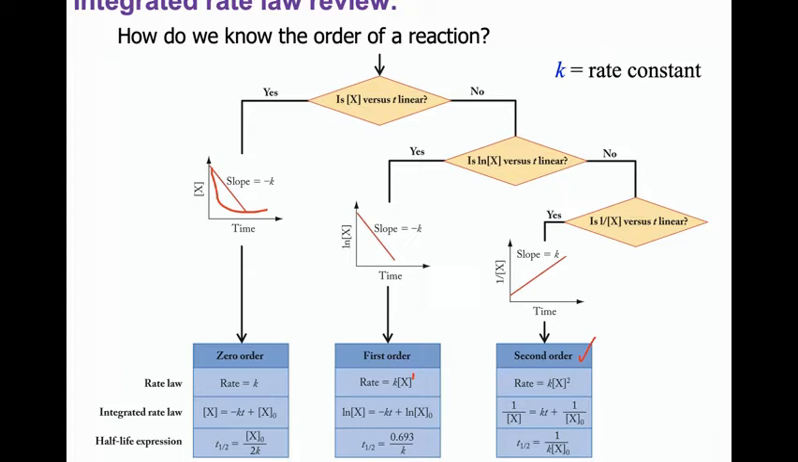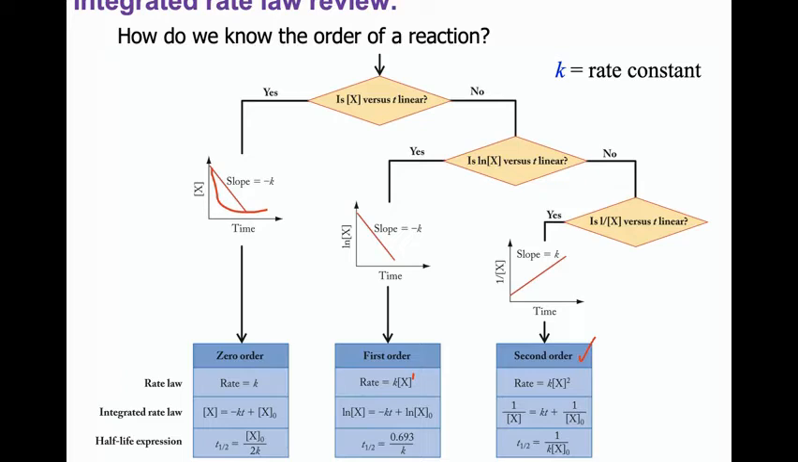So again, thinking through how do we know the order of a reaction, we can think about how changing the concentration influences the rate. If it doubles, it's a first order reaction. If it quadruples the rate when we double the concentration, it's a second order reaction. But the main way we do that is to plot the data, right? Concentration versus time, if it's linear, 0th order. Natural log of concentration versus time, if that's linear, it's first order. 1 over concentration versus time, if that's linear, it's second order.